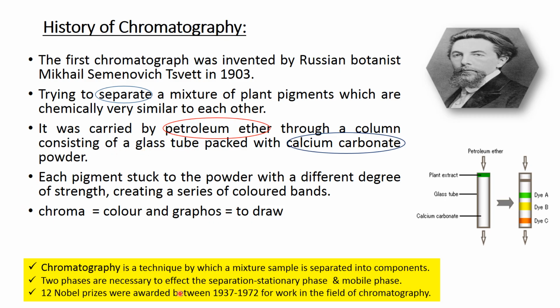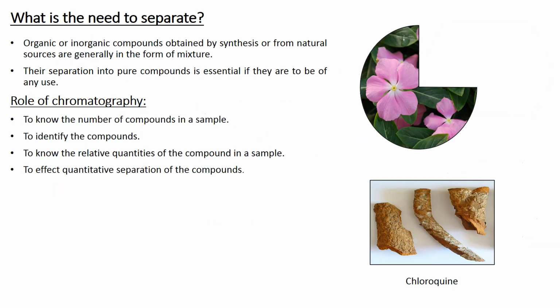Why this particular technique was important is that you can see there are around 12 Nobel Prizes which were awarded between. Now, why we need to separate? What is the need for separation? You can see this picture, and I think most of you are familiar with this plant. It's a periwinkle plant, vinca, which has n number of alkaloids, and most of its alkaloids are having medicinal properties. Now when you want to extract any alkaloid from a plant, a particular alkaloid, you need to separate other alkaloids.